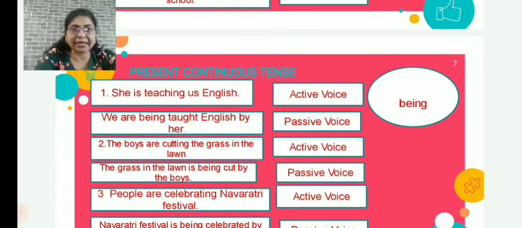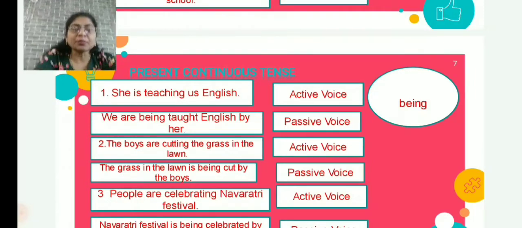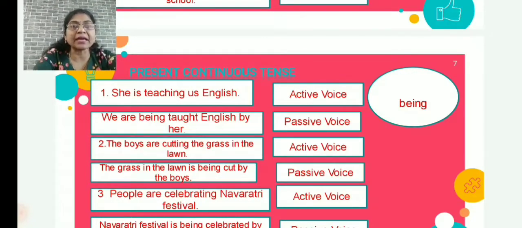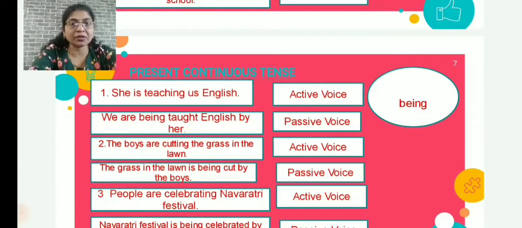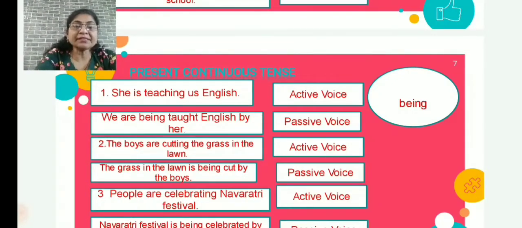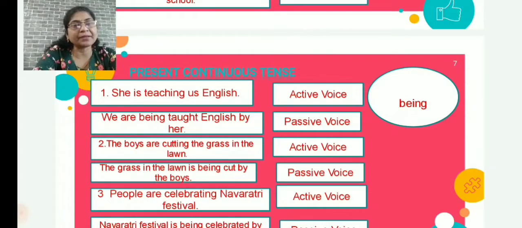Second example, the boys are cutting the grass in the lawn. The boys is the subject, that means the doer. What are they cutting? They are cutting the grass. The action is done on the grass, so it is the object. To identify the object is very important. So the grass in the lawn is being cut by the boys. The grass has come on the place of the subject, and in the lawn, being complementary, we have to take it together. Is being. The supportive verb is will be taken, because grass is not countable, and that's why is will be there. Is being cut by the boys. Being we have to add because it is continuous tense.